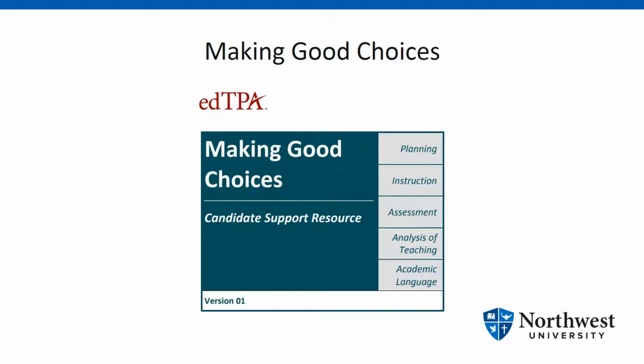The Making Good Choices document, and you can see here this is a screenshot off of the cover. The Making Good Choices document is a short overview of what the edTPA is, how to use it, what the different tasks are looking for, what the different kinds of files are, and then some key vocabulary or glossary terms. I cannot stress highly enough that you start your journey into edTPA by looking at and reading this document. It will answer a lot of questions.